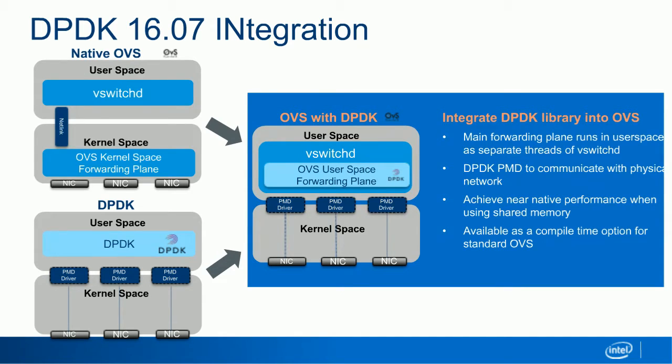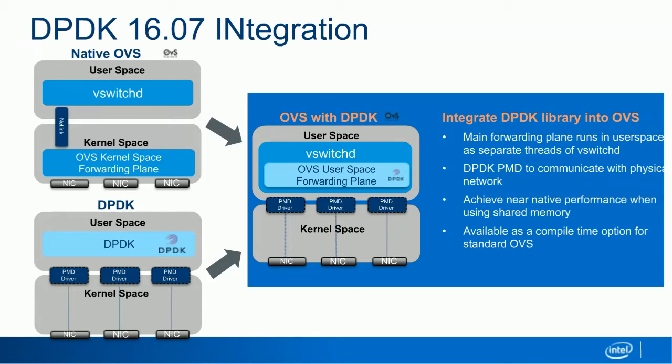When you introduce DPDK, what DPDK is, is a set of libraries for fast packet processing. It operates in user space and has an IGB UIO driver, which essentially allows poll mode drivers to speak between NICs and processing libraries. And what OVS with DPDK does is move the forwarding plane from the kernel space to user space, under the guise of this DPDK library and drivers.